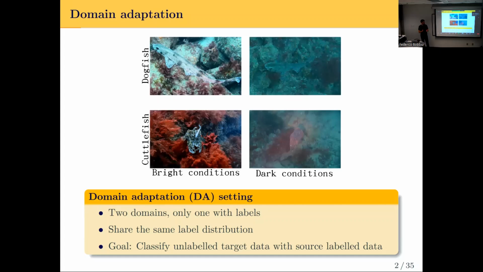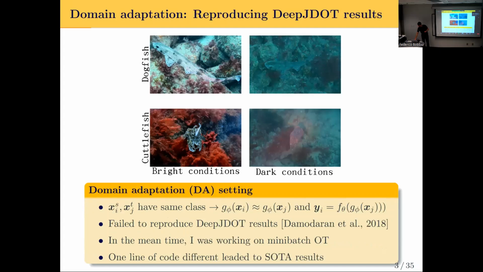I will suppose here that we have the same label distribution in the two domains. I will also suppose, in another setting, that the labels of the target domain are a subset of the labels in the source domain. The main strategy using deep neural networks to solve this problem is to align the distributions of the two domains in an embedding.